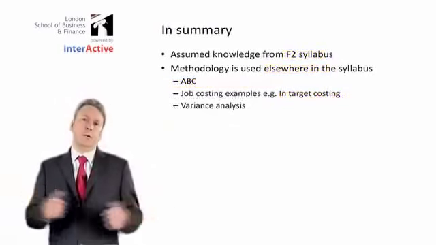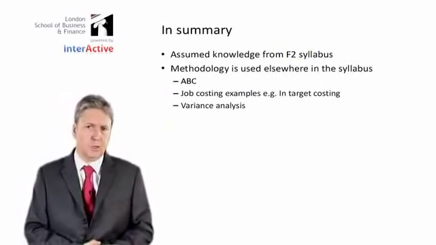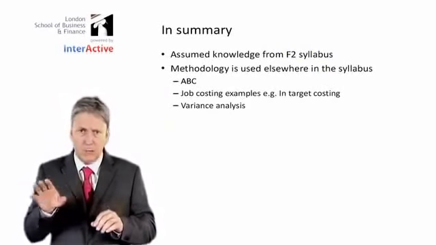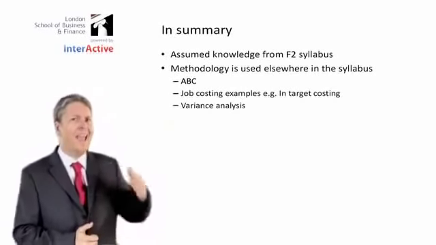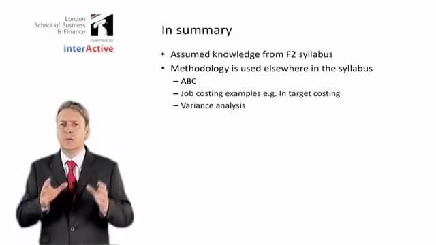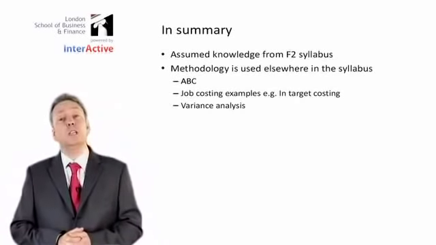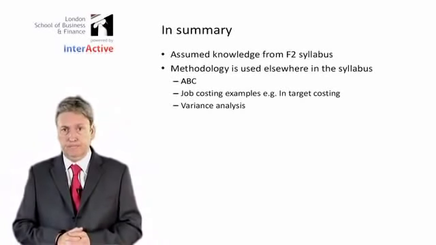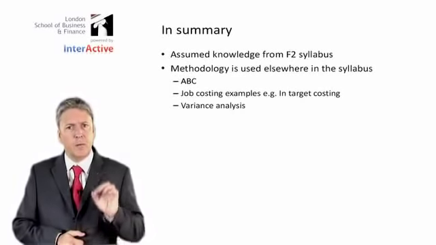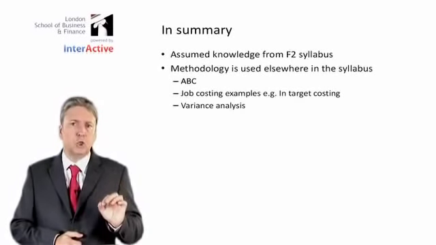In summary for absorption costing, it's assumed knowledge from the F2 syllabus. I've told you what you need to know and no more, because anybody who's done F2 or any other paper like that will appreciate that there's quite a lot more complexity that we tend to ignore given that we've moved on to F5. The reason why we need it is that it's used elsewhere. Basic absorption costing techniques will be used a number of times in a number of different areas of the syllabus. Make sure you're able to do the basic computation I've shown you.